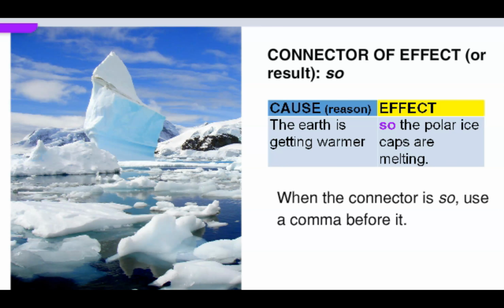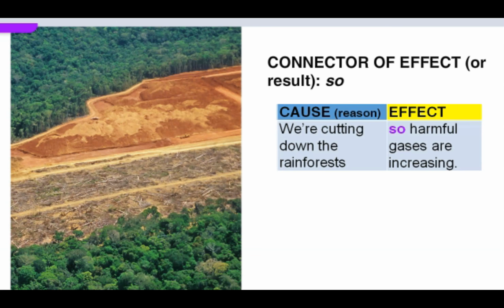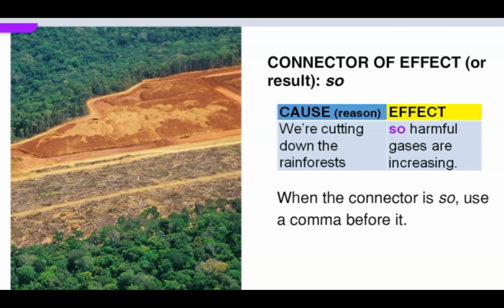When the connector is so, use a comma before it. Connector of effect or result, so. We're cutting down the rainforests, so harmful gases are increasing. When the connector is so, use a comma before it.